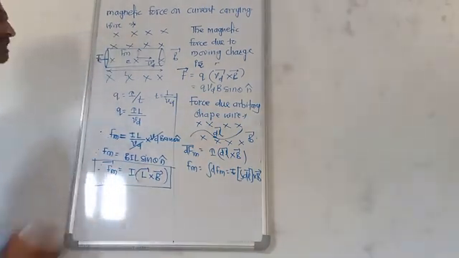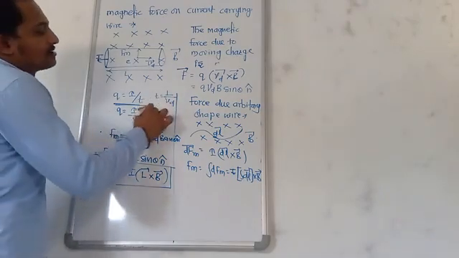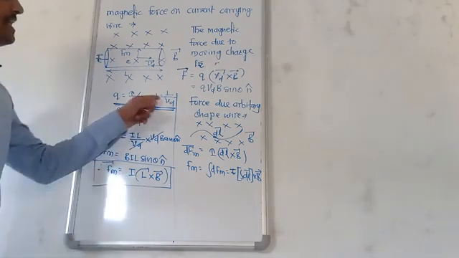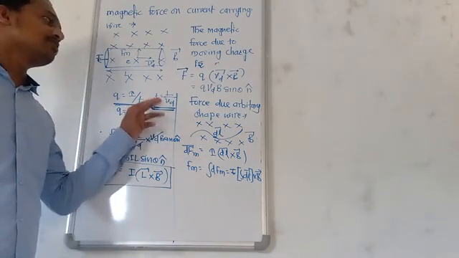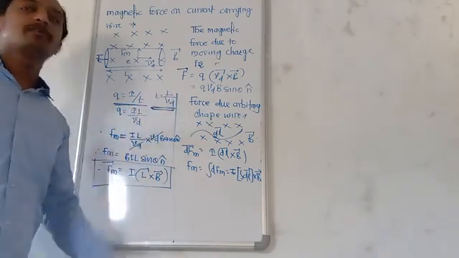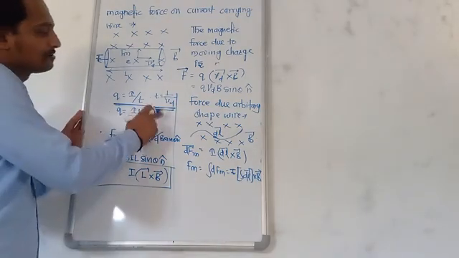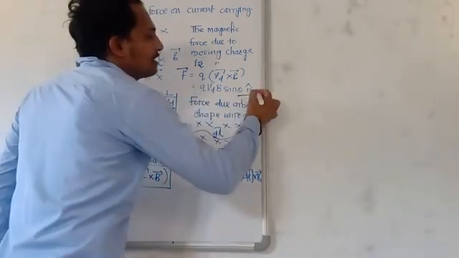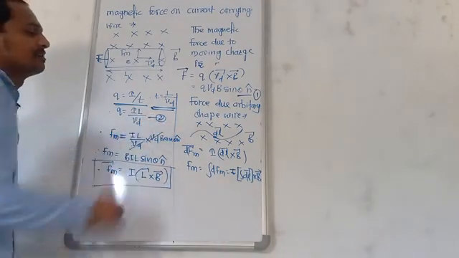Then we know that Q is equal to I times T, and for a moving charge, Vd is equal to L by T, distance upon time, velocity. So T is equal to L by Vd, distance upon velocity. So the charge is equal to IL by Vd. We have to put this in equation first.